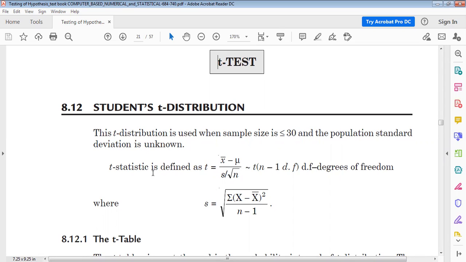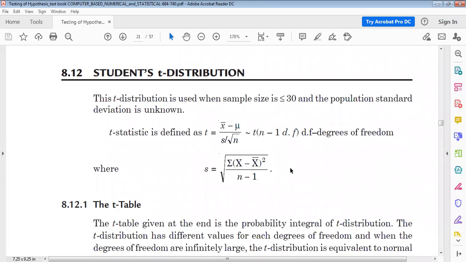The t statistic is defined as t equals x bar minus mu divided by s divided by root n, and it follows a t distribution with n minus 1 degrees of freedom. Here df equals degrees of freedom, and s is the standard deviation. Note that n minus 1 is used for the sample, while n is used for the whole population. The standard deviation s equals the square root of the summation of x minus x bar whole square divided by n minus 1.